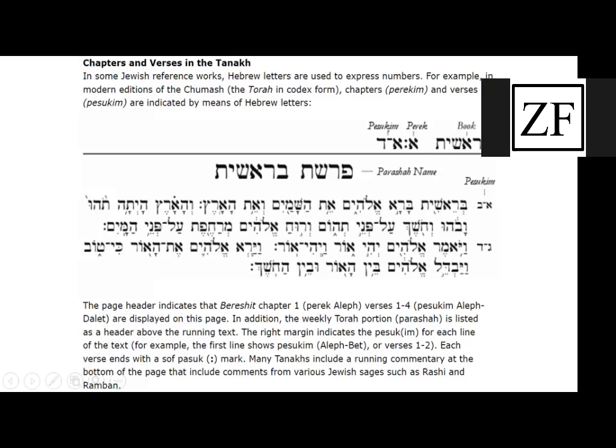Okay, next we have Perek, which is the chapter. And so this is the Aleph, which means chapter 1 in the Bible. Okay, and this is the verses, and it goes Aleph through Dalet. So that's 4: Aleph, Bet, Gimel, Dalet. That's the first 4 verses. So it's the first verse to the 4th verse in the first chapter of Genesis. So up here, this over here says Aleph and Bet. So this is the first 2 verses. So it goes from here to right over here, and that's it.